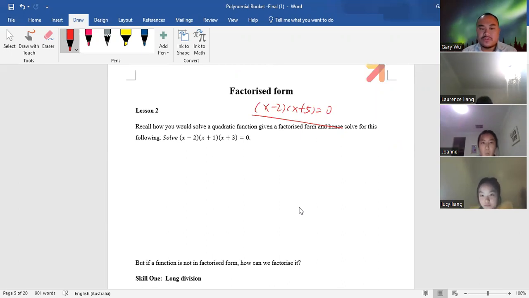So if I want to find the solutions for a cubic function, I think you can also borrow the idea from quadratic so that you can work out the solutions very quickly. So what are the solutions for here, Lawrence? For this one? x equals 2, -1, or -3. That's right. That's how we do it. If we know the factorized form of a cubic function, it's so easy to solve. But not always will we get a factorized form, so we need to learn how to factorize it.